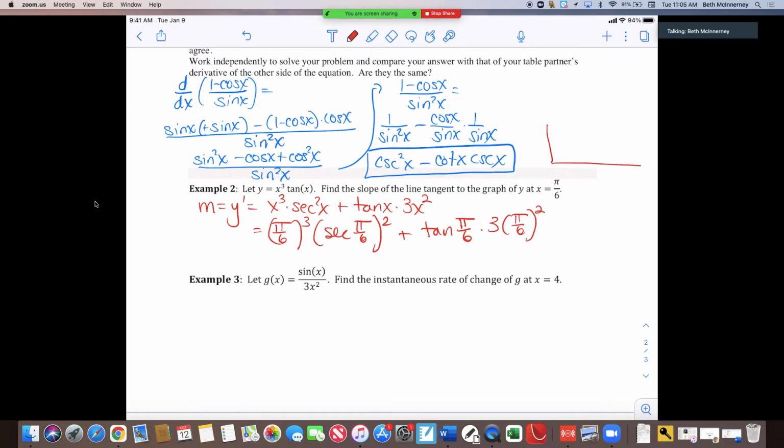So I'm going to draw a 30-60 right triangle. This is 1, 2, square root 3. Secant is the reciprocal of what trig function? Cosine. So if cosine of 30 is radical 3 over 2, then secant is 2 over radical 3. Tangent would be TOA, so that's 1 over square root 3. And I'm just going to leave it like this, okay? Super ugly, but true.